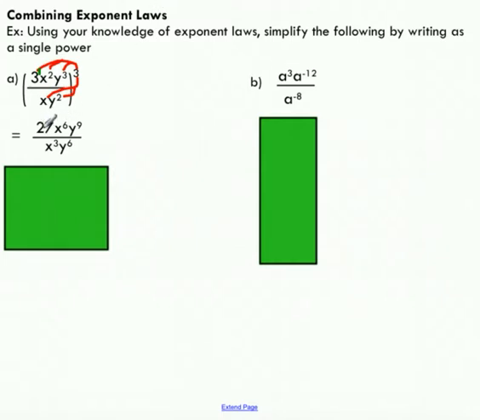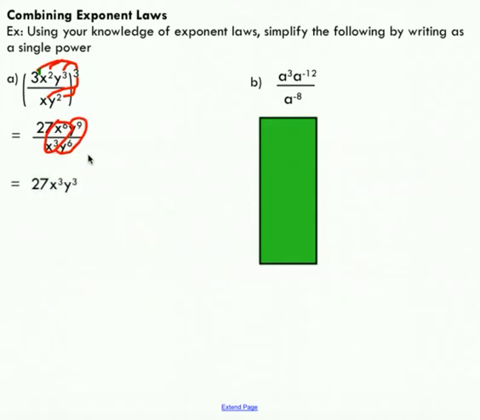All right, great. So now we've got a situation where I've got pairs of like bases that I can divide, and recall that you'll subtract your exponents. So that's what I'm going to do here. I've got 6 and 3, so I can subtract those exponents to get 3. I can subtract these exponents to get 3. That 27 is just going to come along for the ride, and we end up with 27x cubed times y cubed.